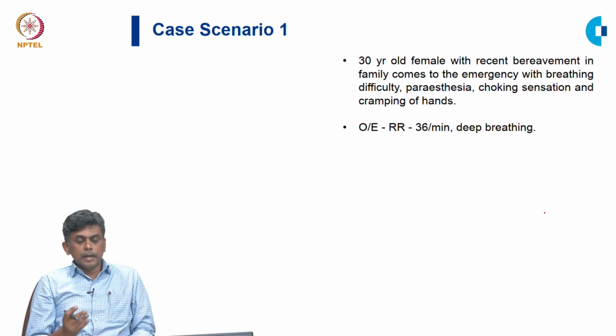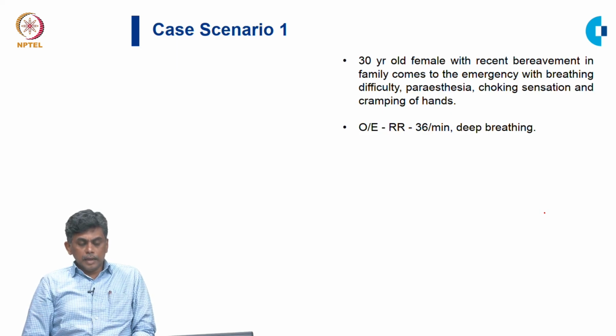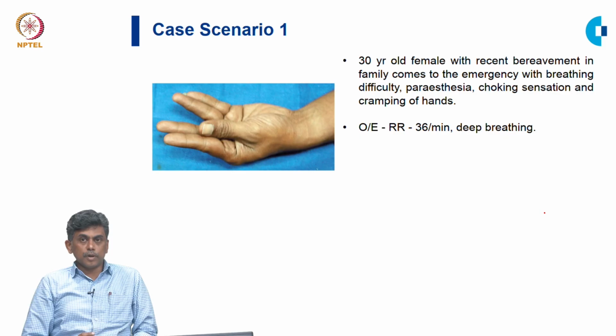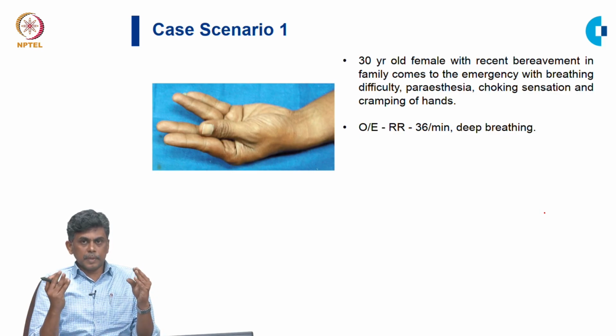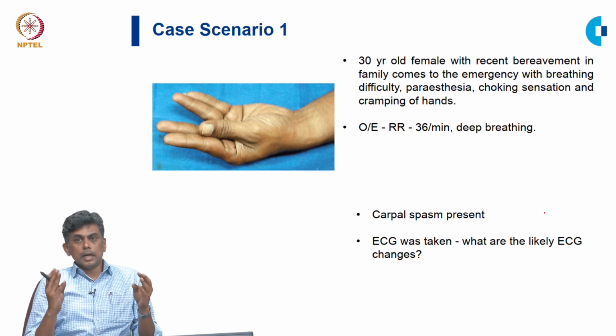Okay, and when the examination is done, the respiratory rate is 36, and the patient is seen to be having deep breathing. And if you see the photograph of the hand, the hand seems to be going into a spasm. The thumb is coming inside. Okay, it comes medially, and it is trying to get pressed here. So this is called carpal spasm. Carpopedal spasm is both hands and legs getting spasm like this.